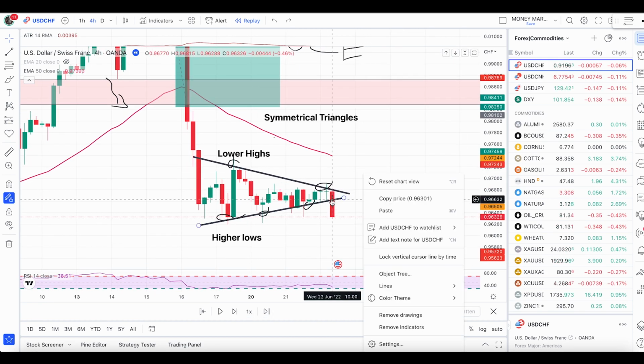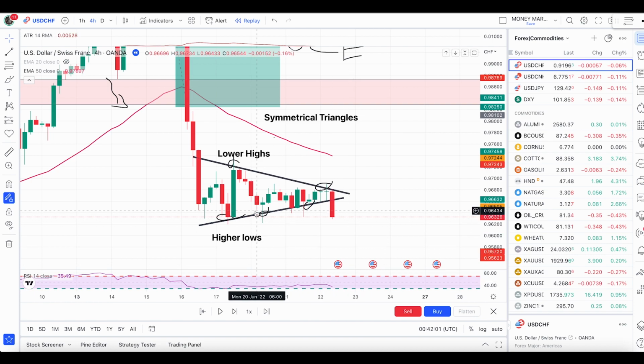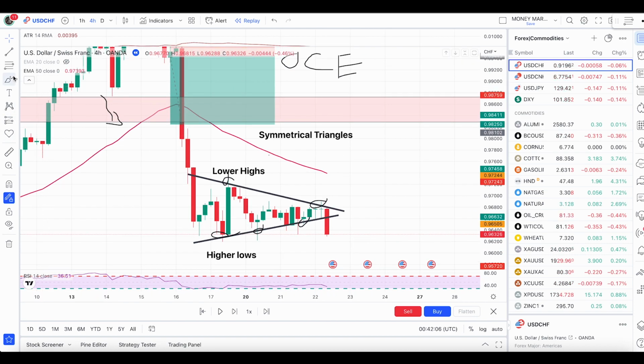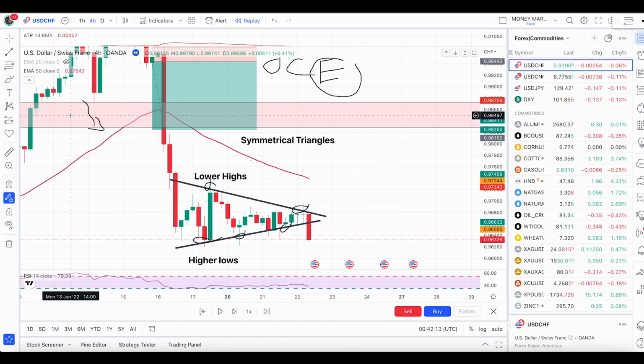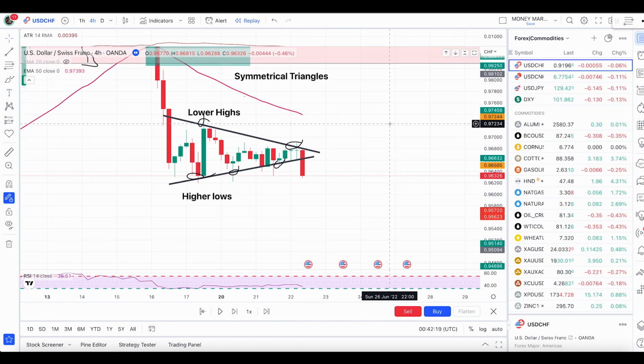Awesome. So what do you see? A breakout. We have a breakout out of this symmetrical triangle. In that case, we have our entry candle right here. Factor number 3 has been met. Now what do we do? The factor number 4, set your stops and targets, which is really important.